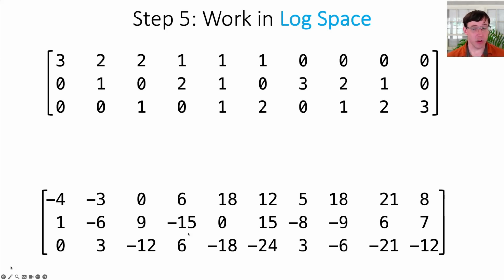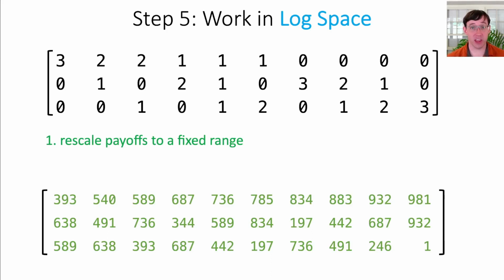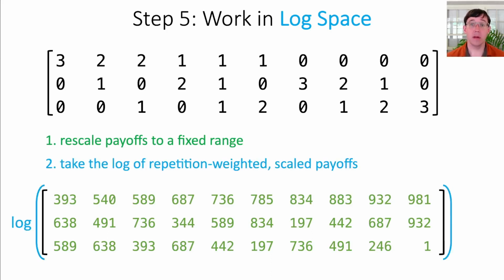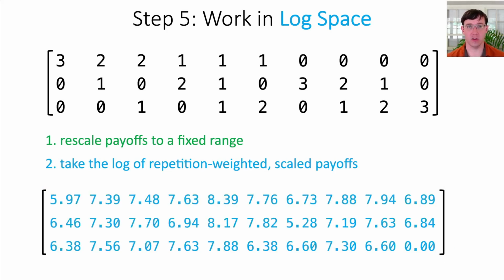That means we'll need to take the log of the repetition-weighted payoffs, but in this case, that would give us lots of invalid results when we take the log of a negative number. But luckily, the incentives we represent in game theory are invariant to positive affine transformations, which means we can rescale the payoffs into any range we want, so we'll just pick some fixed positive range to rescale our game's payoffs into. Here, I've scaled them from 1 to 1,000. And then we can take the log of the repetition-weighted payoffs, putting us into log space.